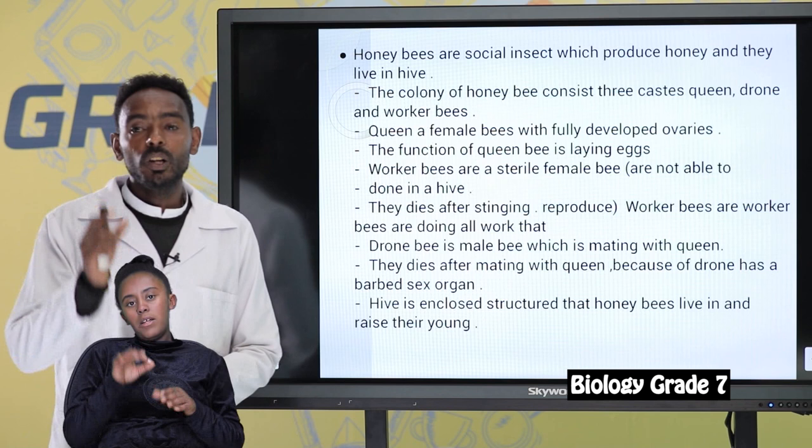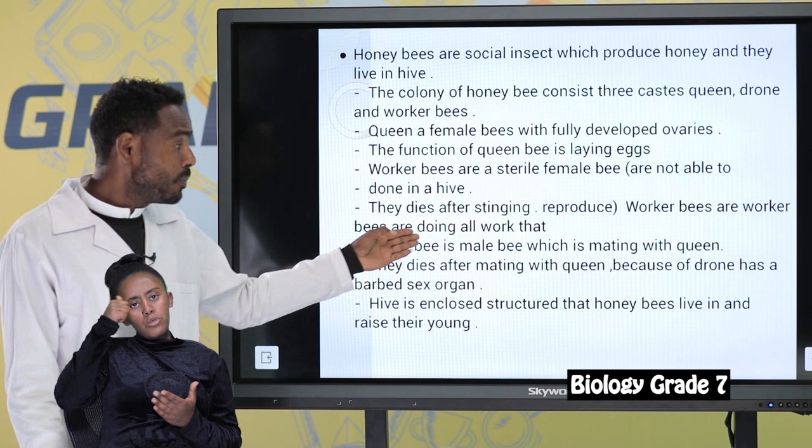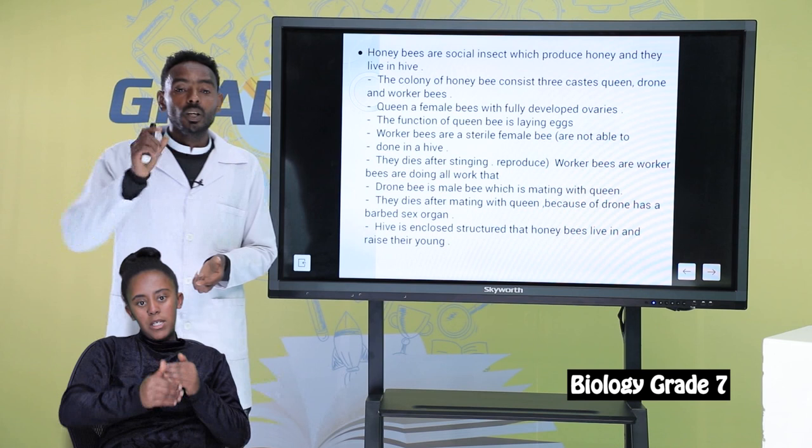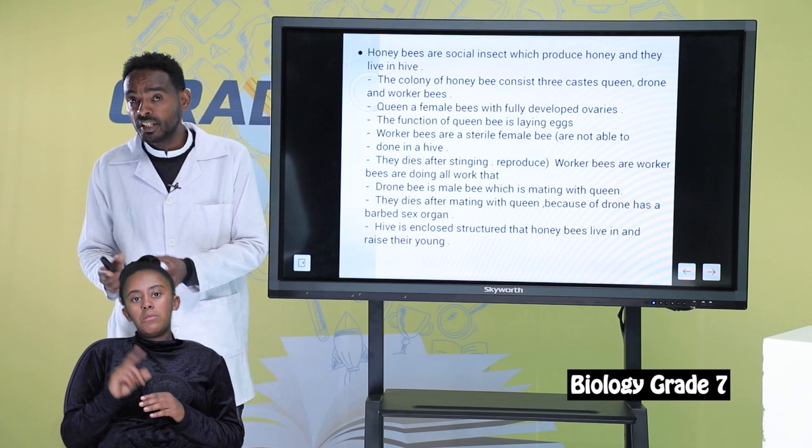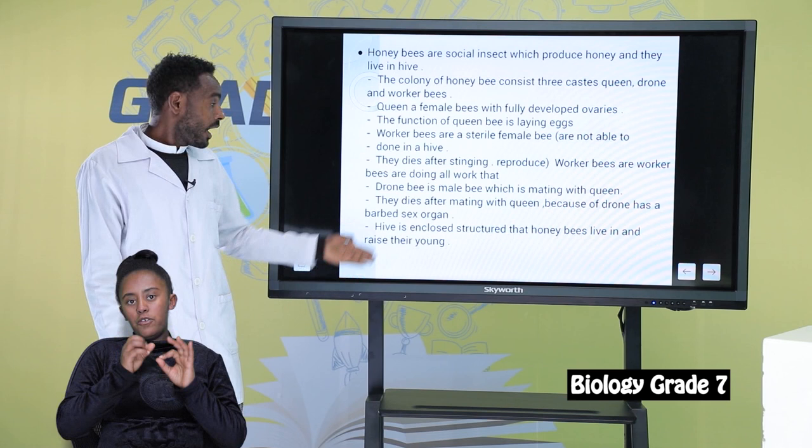Now we see about drones. A drone bee is a male bee which mates with a queen. They die after mating with a queen because they have a barbed sex organ. Barbed means a pointed sex organ. Now we see the definition of hive. A hive is an enclosed structure that honeybees live in and raise their young.